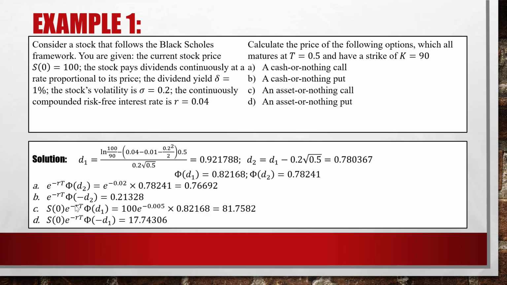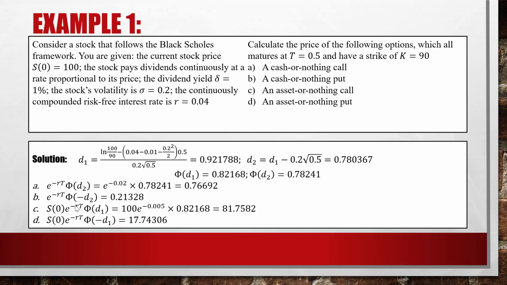We got S0 times e to the minus RT phi of D1. S0 is given as 100. RT is 0.02. Phi of D1 is 0.82168 from the last calculation. So the price of an asset-or-nothing call should be 81.7882. And similar for part D.